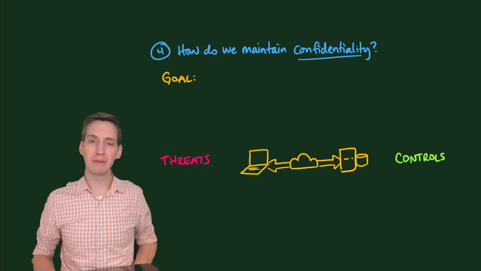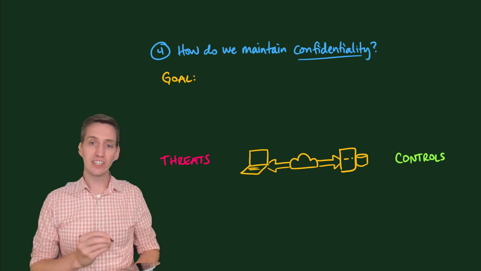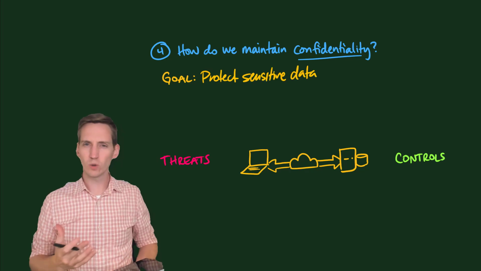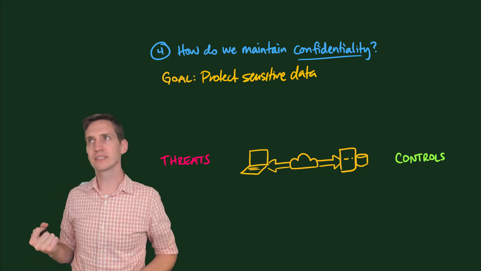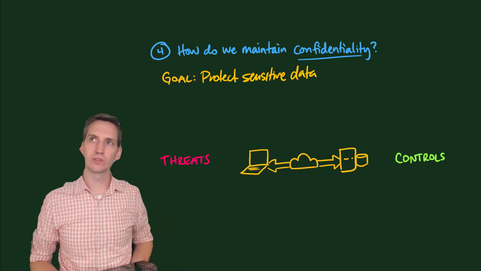Let's talk about how companies maintain confidentiality. The goal of confidentiality is to protect sensitive data. Okay, so what does sensitive data mean? Take a moment, think about what is some data that companies would have that they would not want other people to get access to.